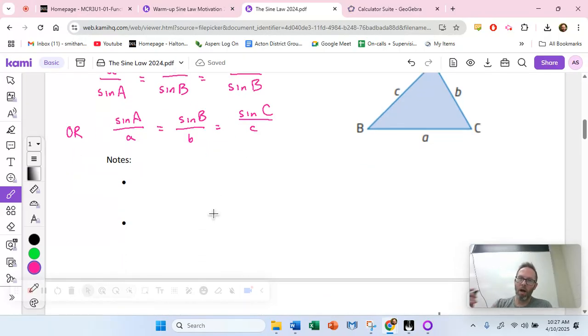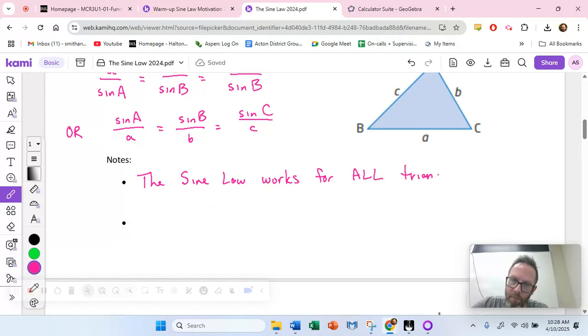All right, so first note here, the sine law works for all triangles. In some situations, some of you guys will just start using the sine law for right angle triangle stuff when you can, because it's the sine law. It's not like the sine or cosine or tangent law, depending on what you're given, kind of like SOHCAHTOA is. It's just the sine law all the time, which is great.